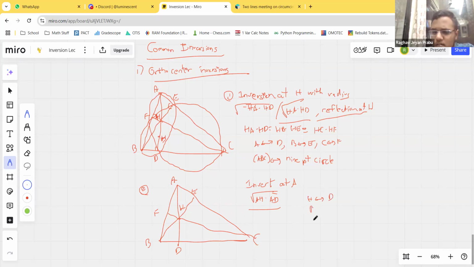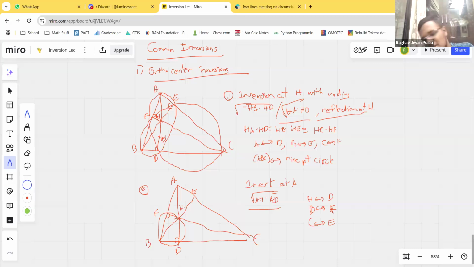What happens to B and C? They will go to F and E. Right. Why is that? Because BFHD is cyclic, and HB as these two angles are 90 degrees, this will be a cyclic quadrilateral, which means AF times AB is equal to AH times AD. So root AH times AD is the same as root AF times AB. So that means B will swap with E, and B will swap with F, and C will swap with E.